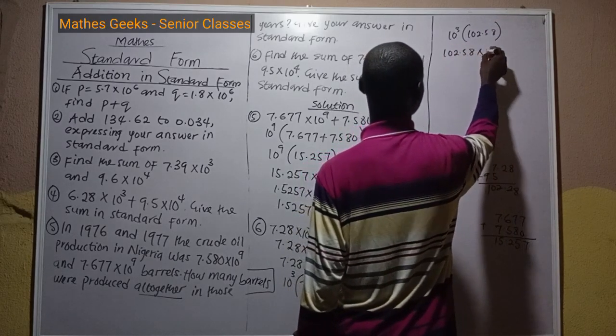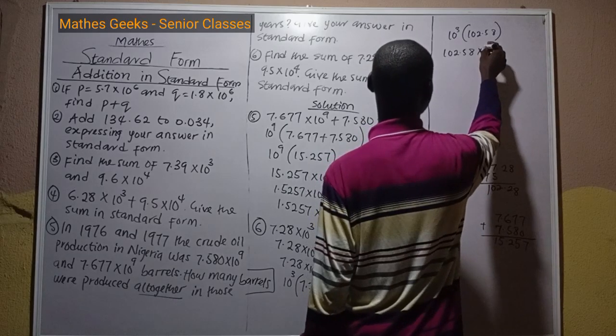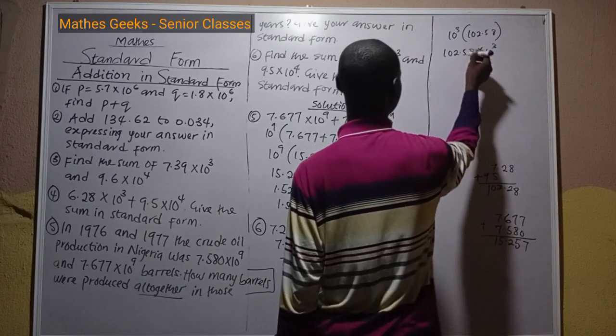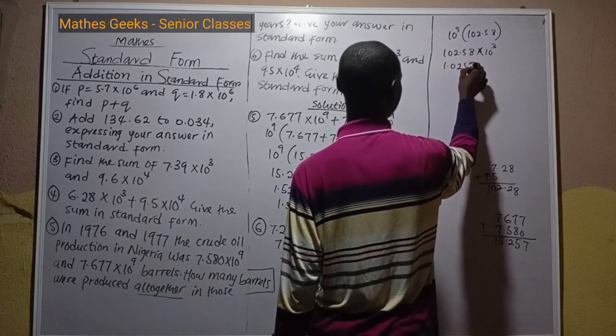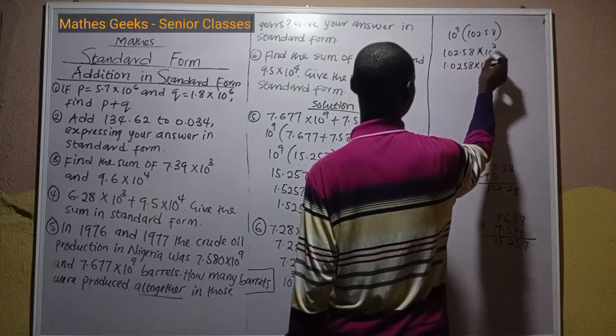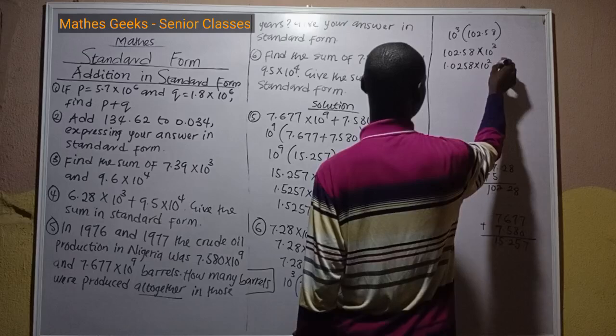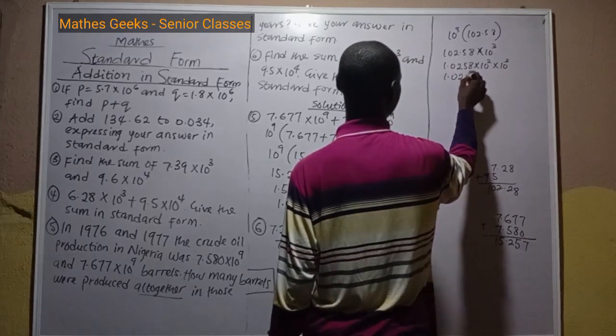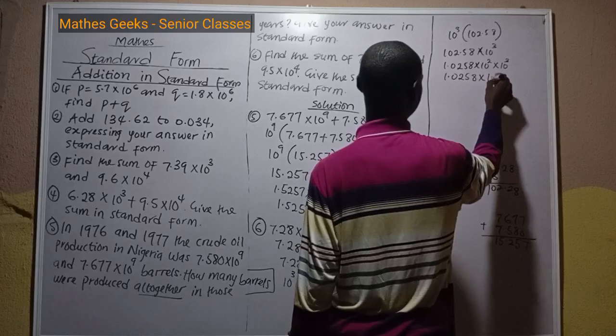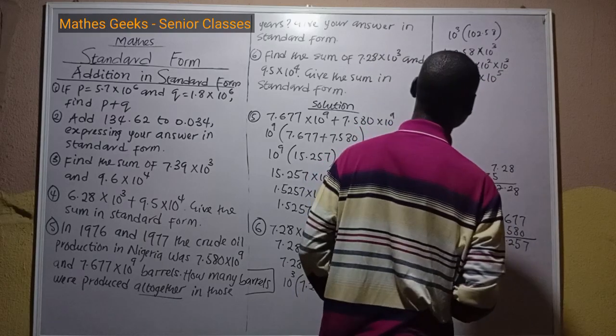102.58 times 10 raised to the power 2. Convert to standard form. So 1.0258 times 10 raised to the power 2 times 10 raised to the power 2. That's 1.0258 times 10 raised to the power 5.